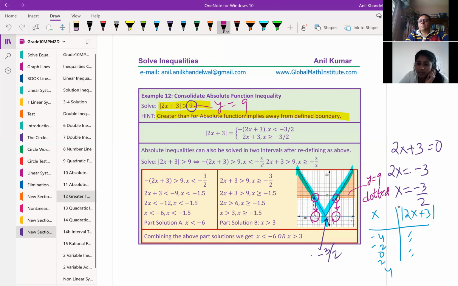So we have a point here. Since it is only greater than, open circles, not included. And also the function is greater than, meaning going away. And therefore we have a solution which is going away in both the directions. Is that clear to you? So that is a visual look at the solution, what we're trying to figure out. Is that clear?